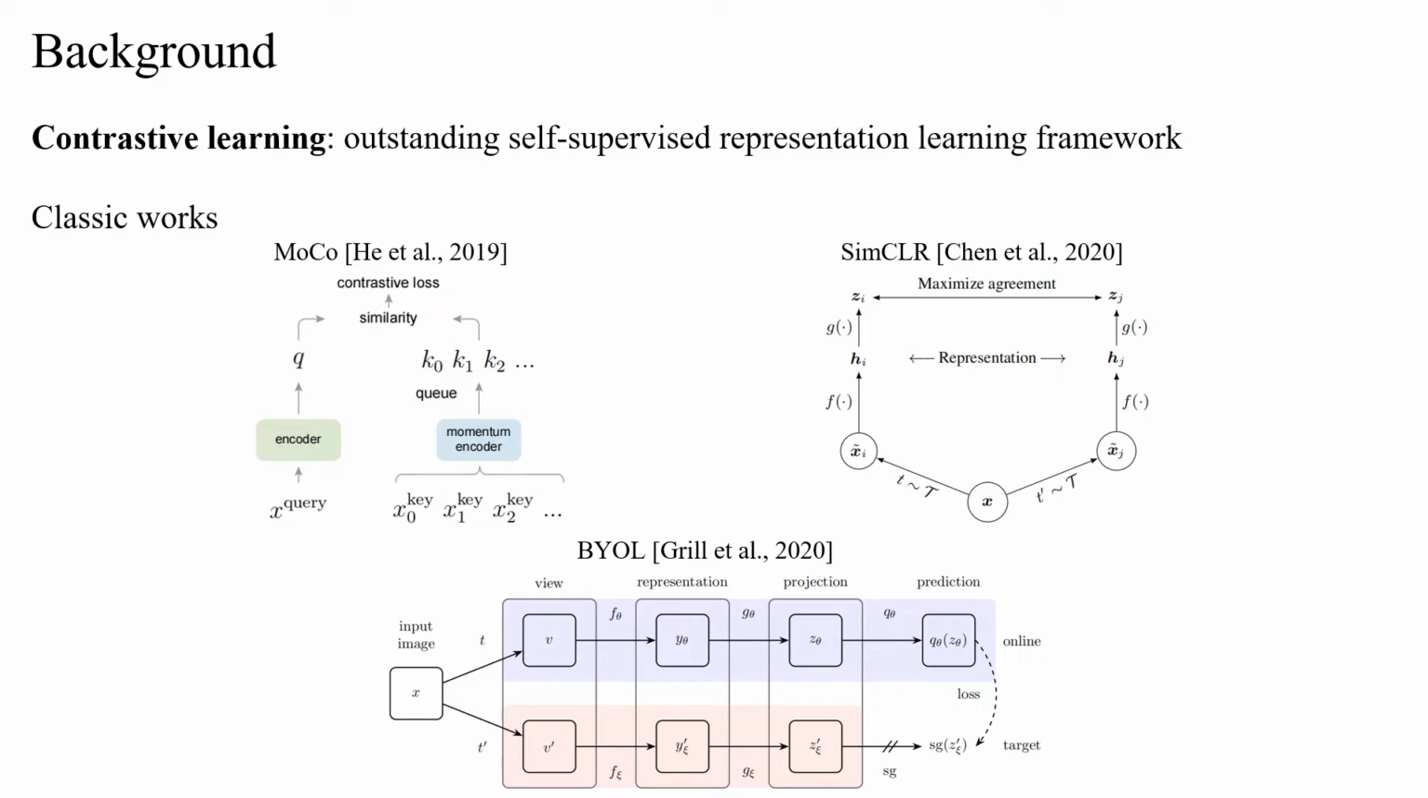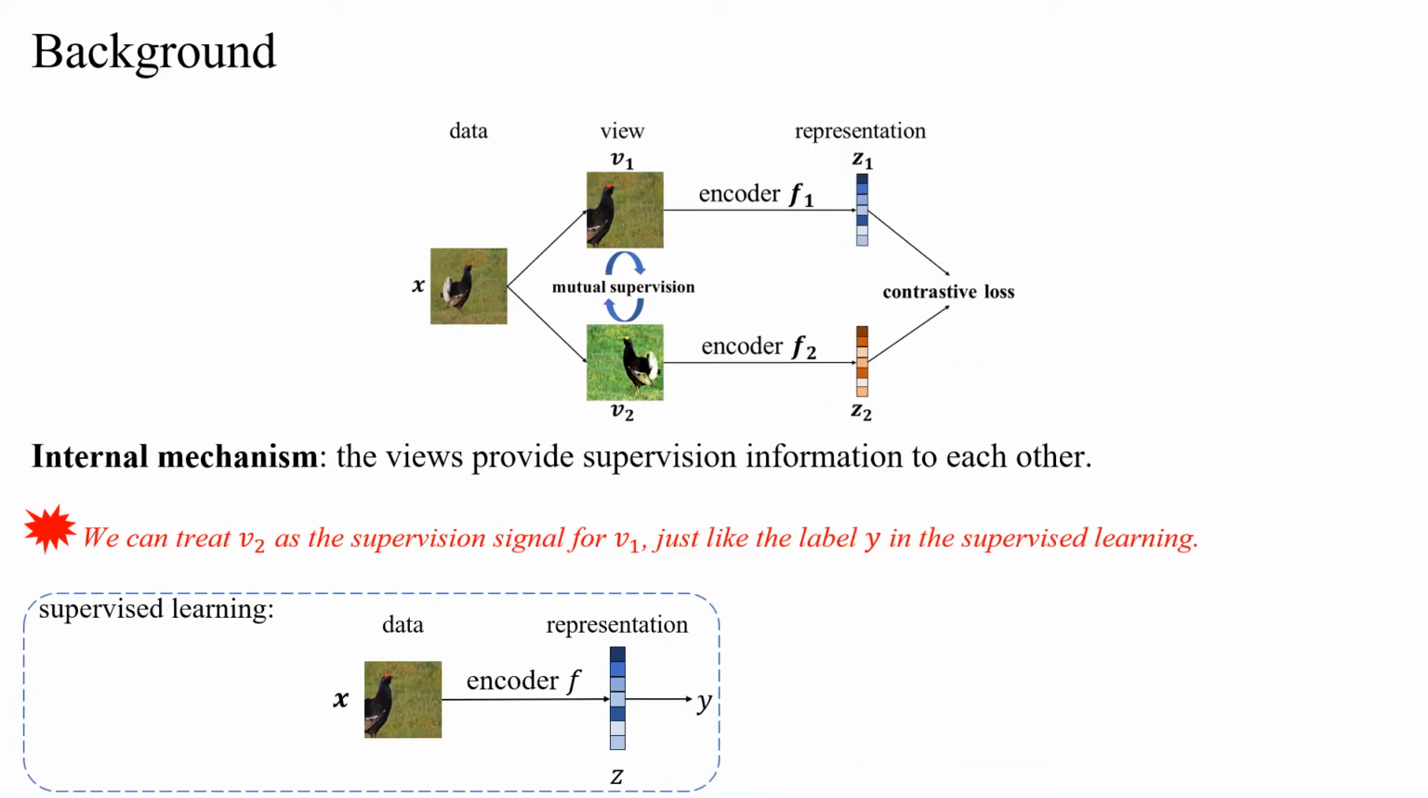Contrastive learning is an outstanding self-supervised representation learning framework, and there are many classic works like MoCo, SimCLR, and BYOL. From the above classic works, we can find the internal mechanism of contrastive learning. The views provide supervision information to each other. So we can treat V2 as the supervision signal for V1, just like the label Y in supervised learning.